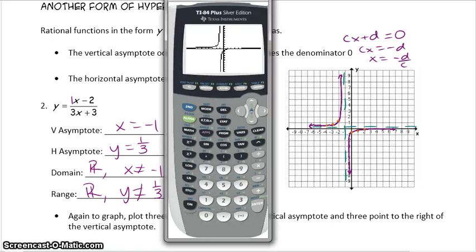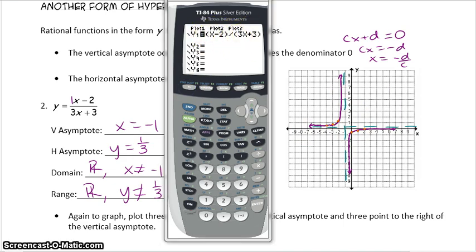Alright, so this is what your graph should look like. If you did not get this as your graph, that is probably because you did not put parentheses there on your numerator and your denominator. So if you need to make a note to yourself to do that, please, please do. Do not forget your parentheses in your numerator and denominator, because you're not going to get the correct graph if you do not put those in.